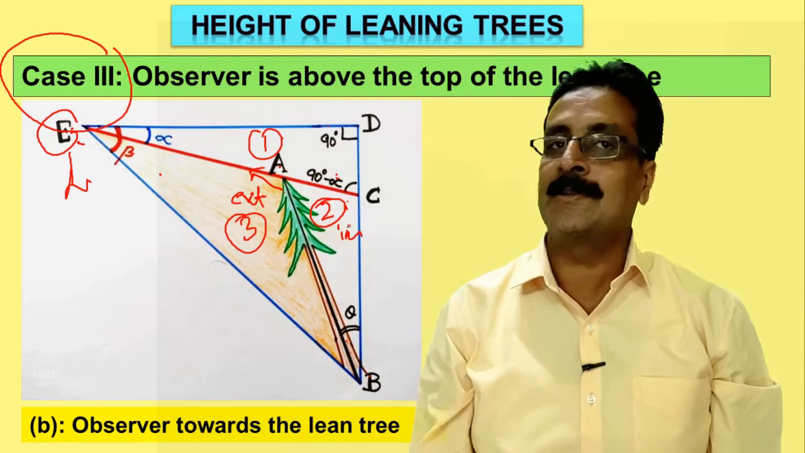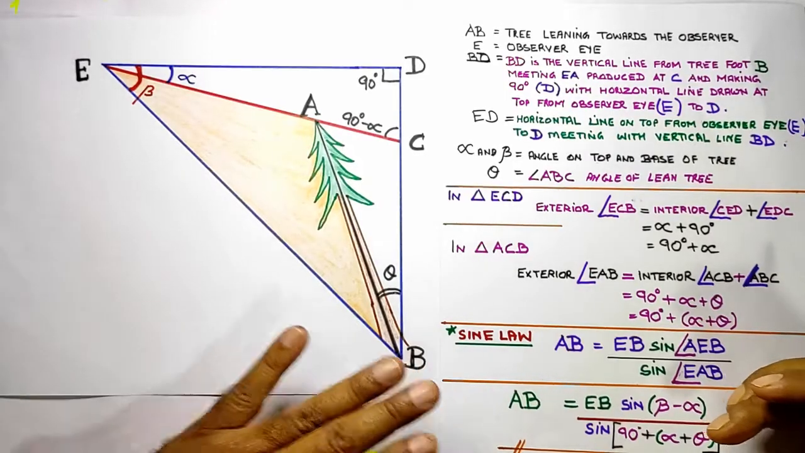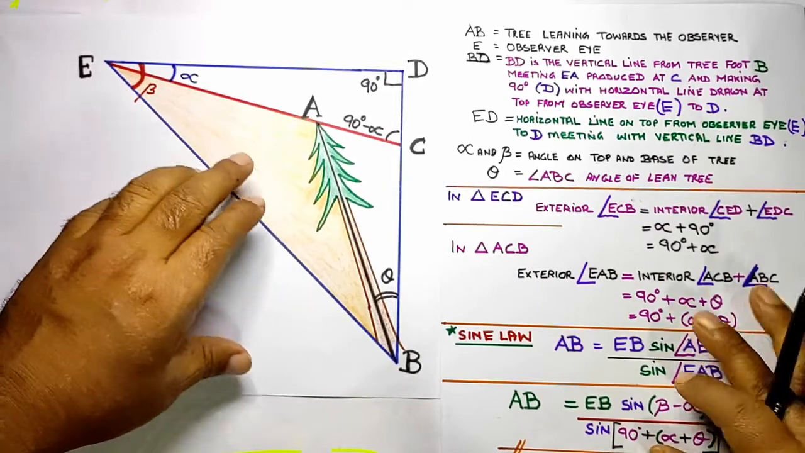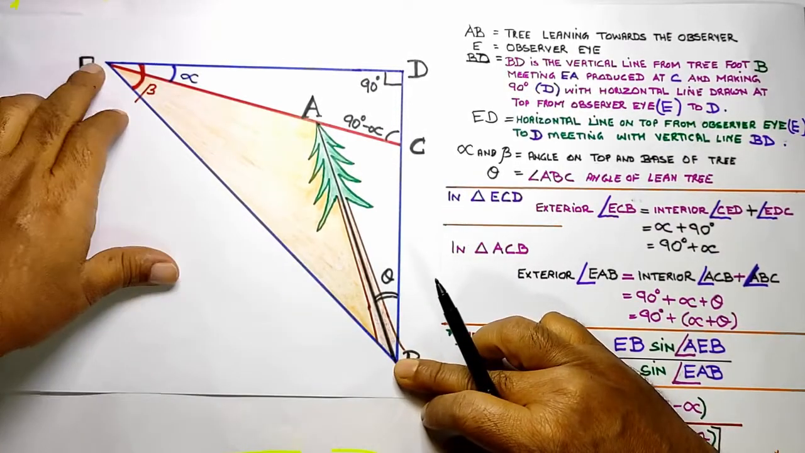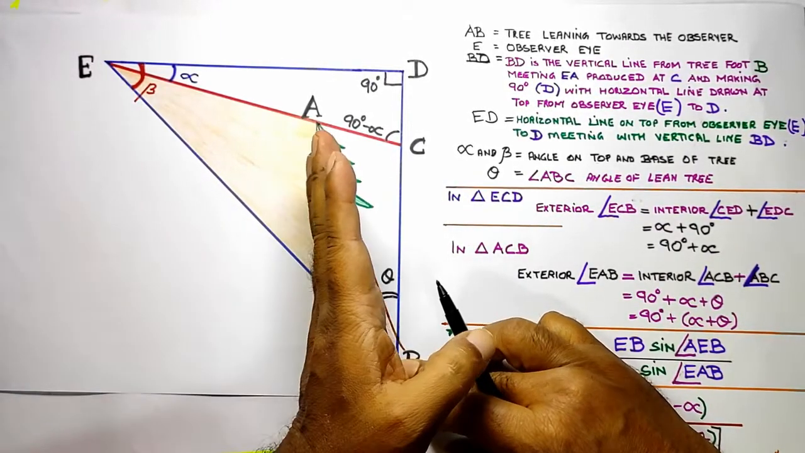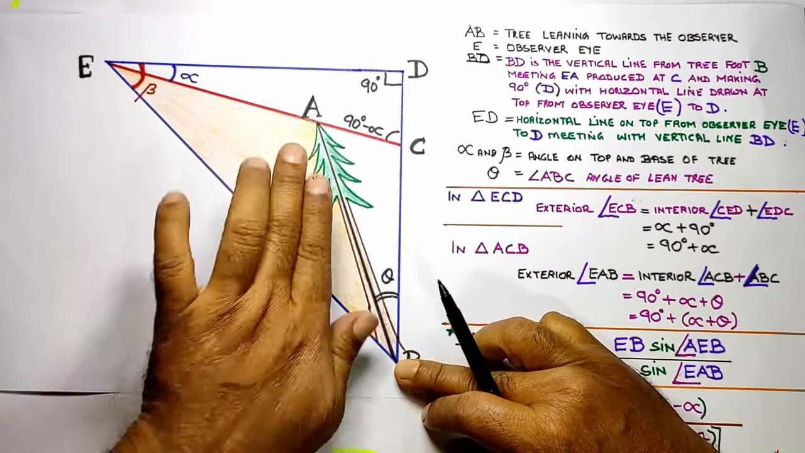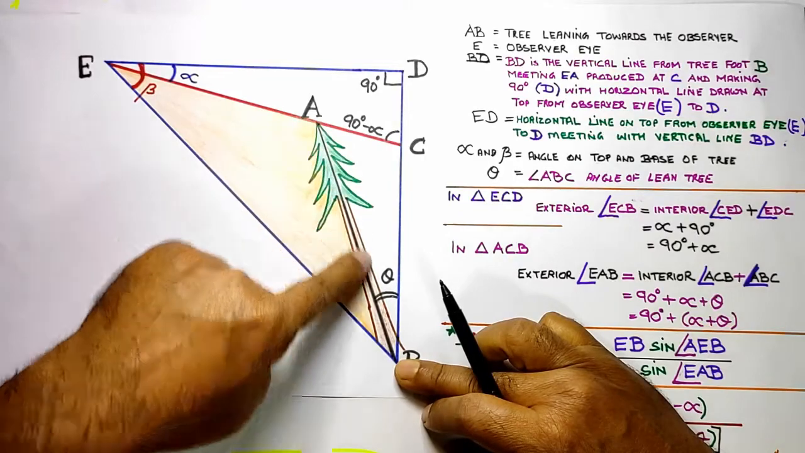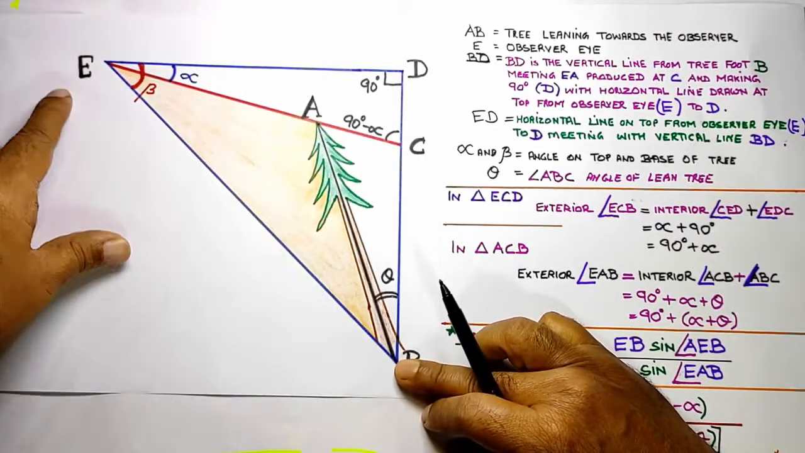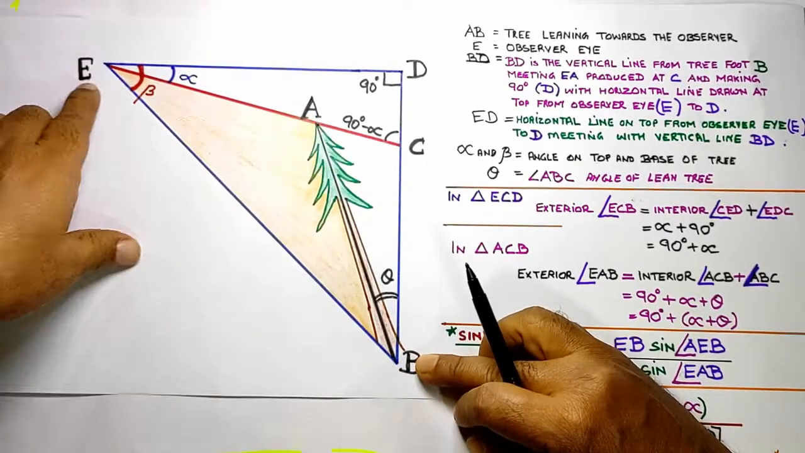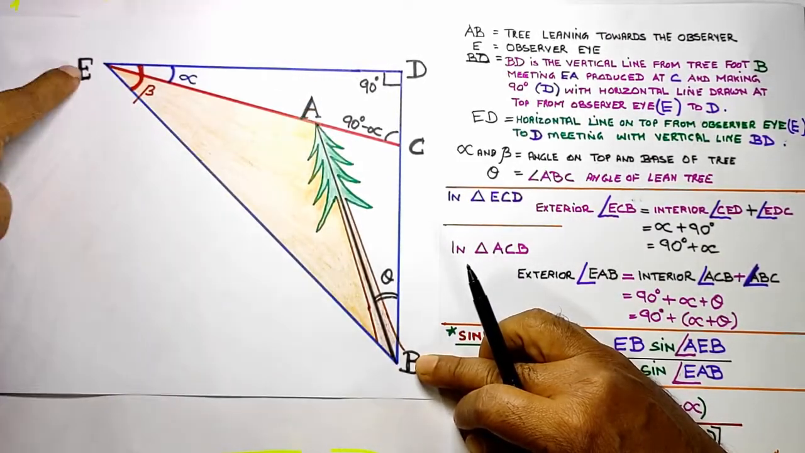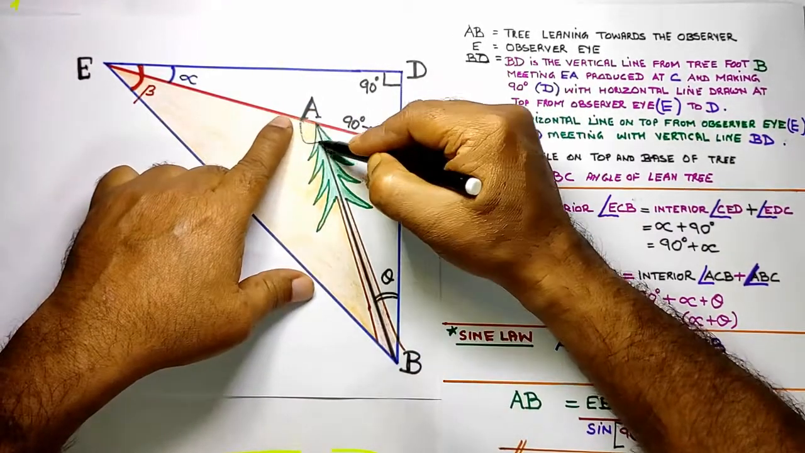So how to do it? Let's understand nicely. This is the last case, in which the tree is again below the observer and is leaning toward the observer. So it is now overestimated. This is the triangle, and again we need EAB in the sine law. This is very important. So we have to calculate this portion, which we don't know.